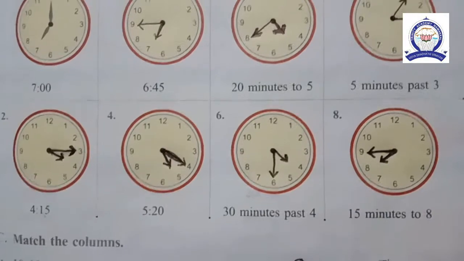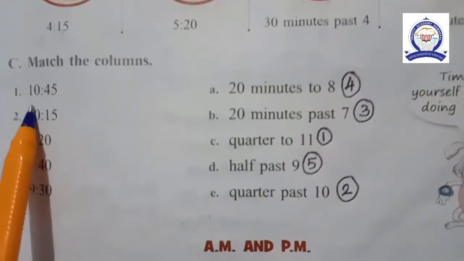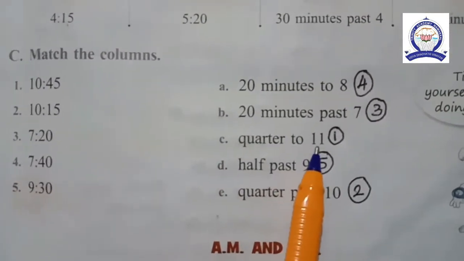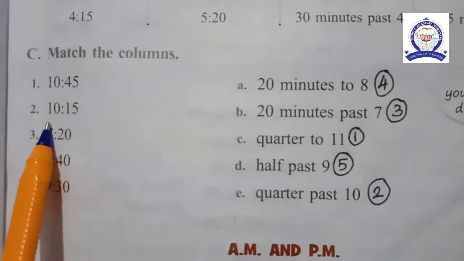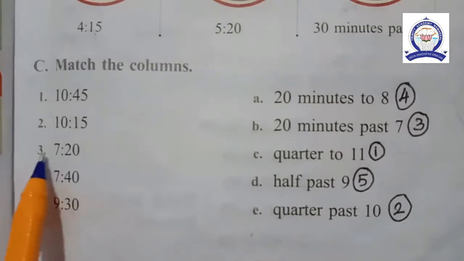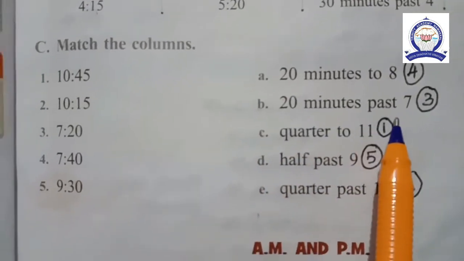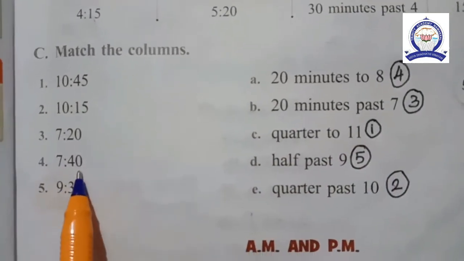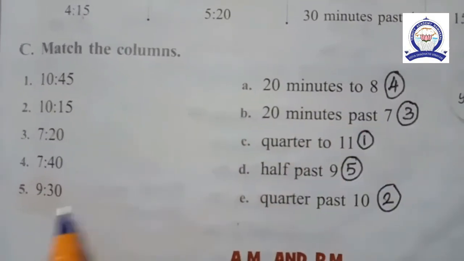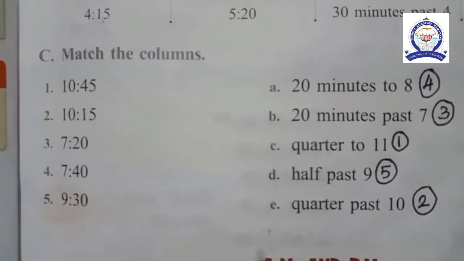Is it clear, children? Next, match the columns. What is the time? 10:45. Quarter to 11. Second one, 10:15. Quarter past 10. Third one, 7:20. 20 minutes past 7. 7:40. 20 minutes to 8. 9:30. Half past 9.